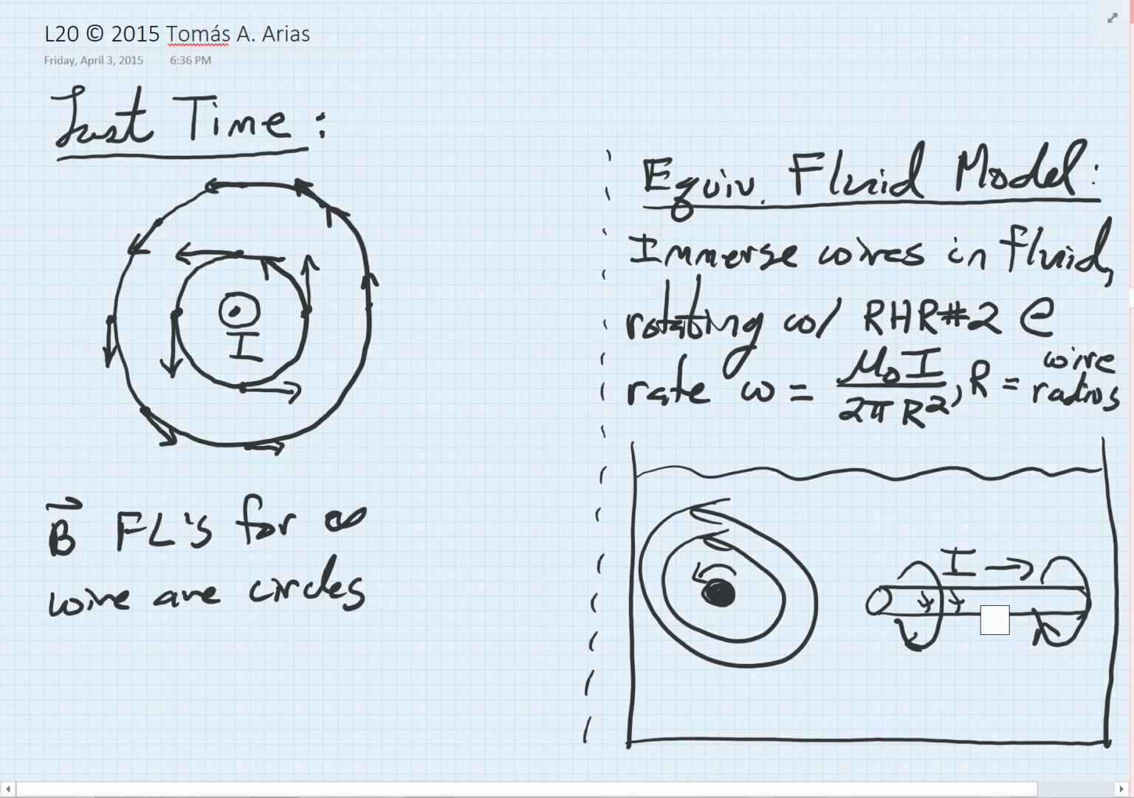In fact, it turns out that the Biot-Savart law was first written down by Biot and Savart not while studying magnetic fields. They weren't known yet in this form at that time. They were actually studying fluid mechanics. So this law that we've been writing down actually comes to us directly from fluid mechanics. In any event, that is the equivalent fluid model.